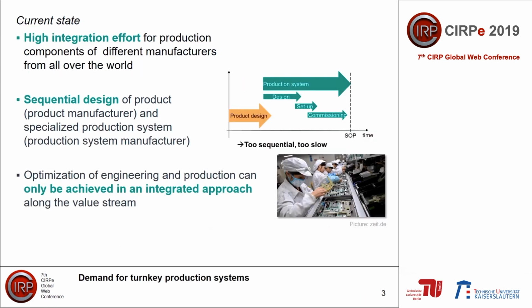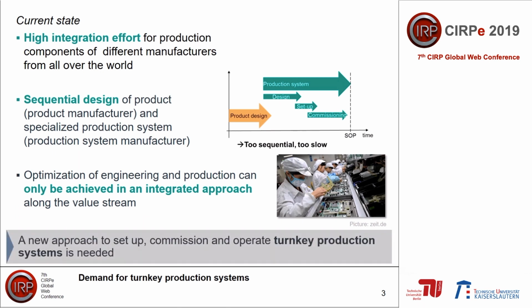Now, when it comes to production systems, currently there are high expenditures required to integrate different components of different manufacturers from all over the world. The product design, as well as the production system design, usually is a sequential and therefore time-consuming process. Also, optimization potentials can only be found by integrating certain steps along the value stream. To meet these challenges, we deduce a demand for a new approach to set up, commission, and operate turnkey production systems.